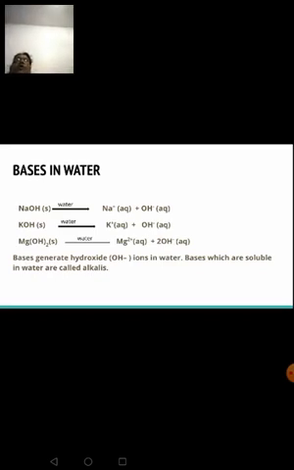For example, sodium hydroxide, NaOH, gets split into sodium ion and hydroxide ions. Potassium hydroxide, potassium and hydroxide ions. Magnesium hydroxide, magnesium and hydroxide ions. Magnesium has the valency 2, hydroxide has the valency 1. So they swap their places and the valency gets exchanged. Clear to you? So bases generate hydroxide ions in water. Bases that are soluble in water are called alkalis. Understood? Okay.